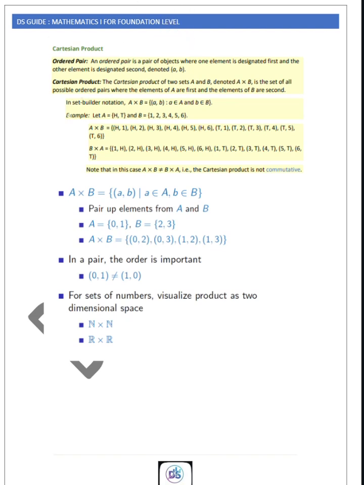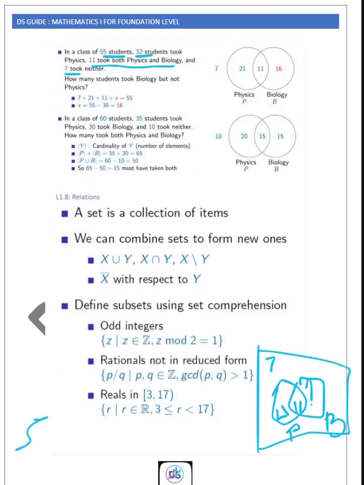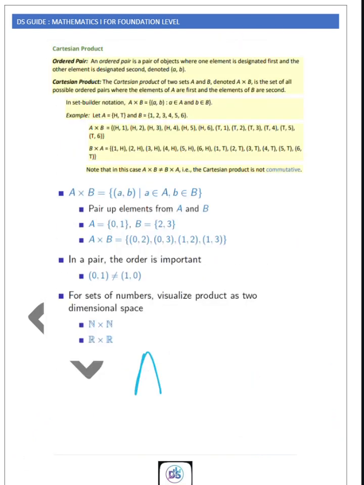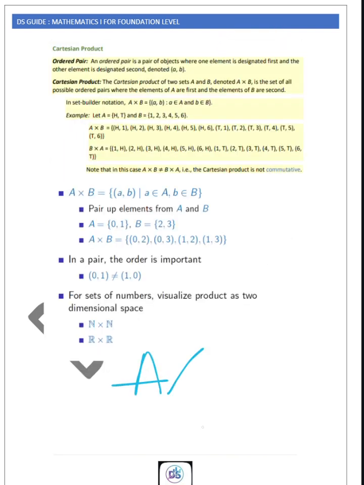Next we have Cartesian product. Cartesian product is represented as A cross B. It's not multiplication, it's Cartesian product. A cross B and B cross A are not equal, it is not commutative.